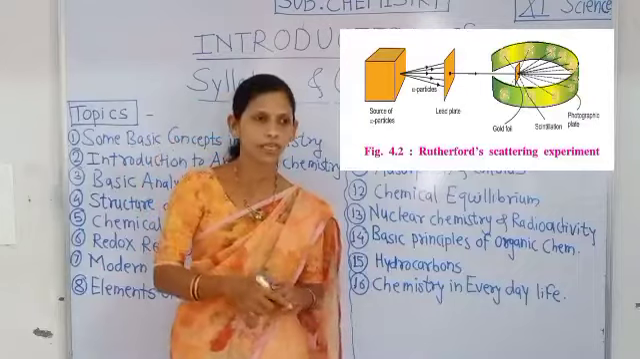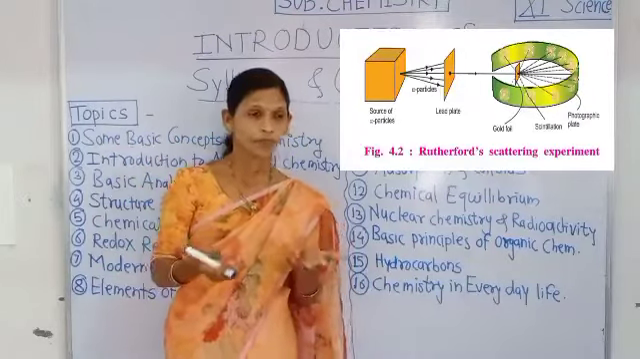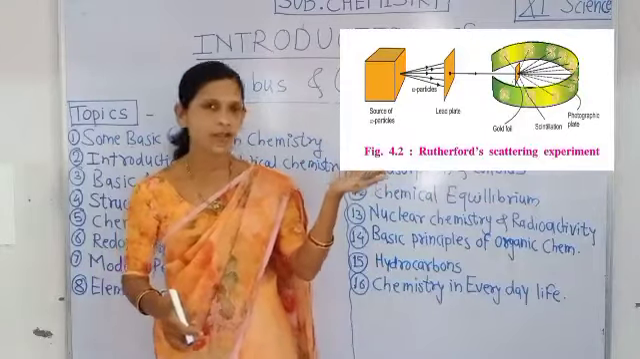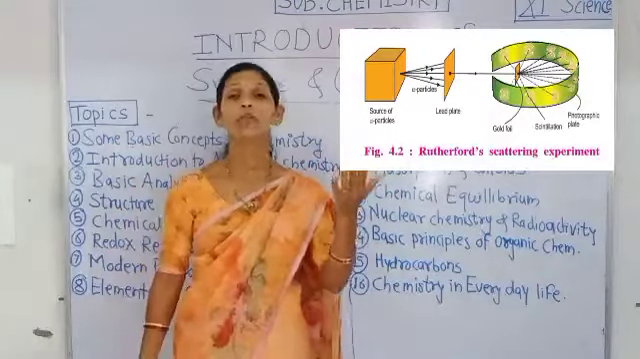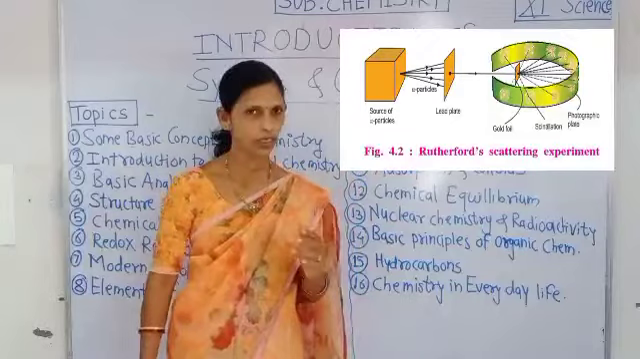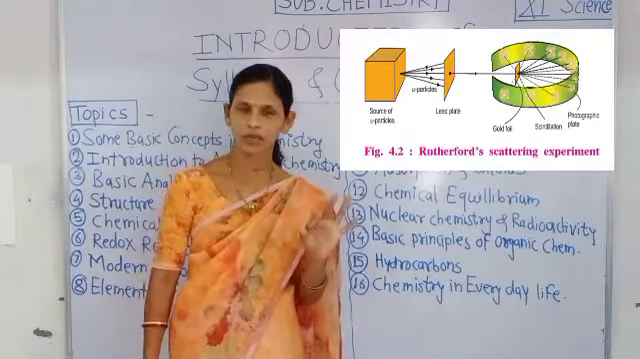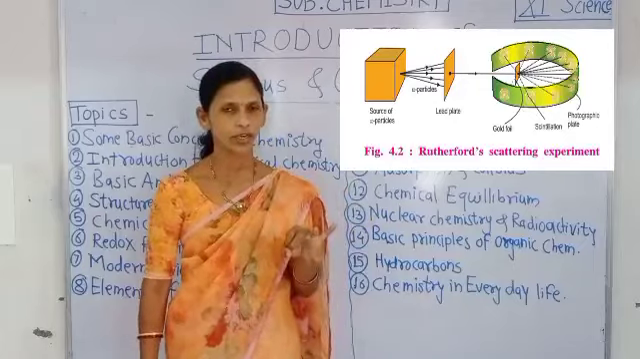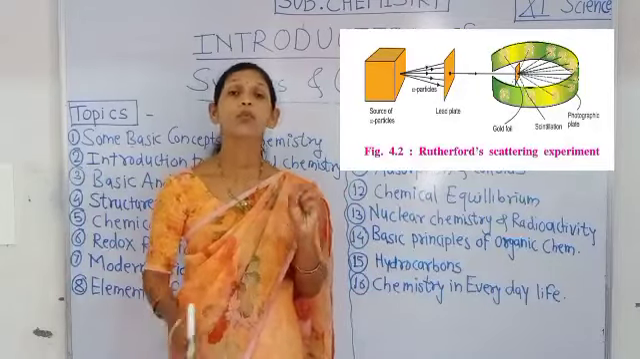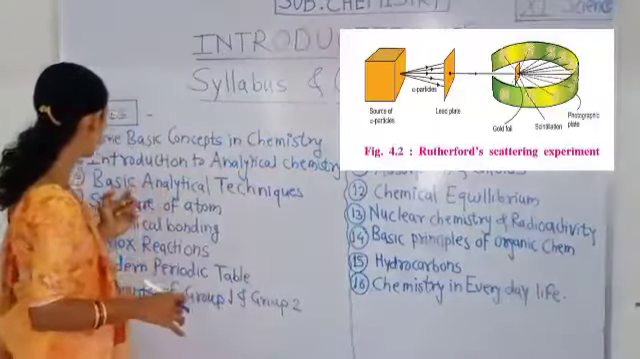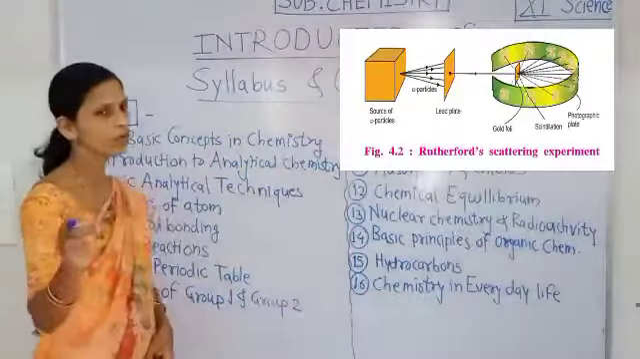All of you studied about that, and the discovery of the atom takes place by Rutherford, Dalton, and their atomic models which are given here. That is Dalton's atomic model, Thomson's atomic model, Rutherford's atomic model, and Bohr's atomic model, which is given in the structure of atom in chapter number 4.